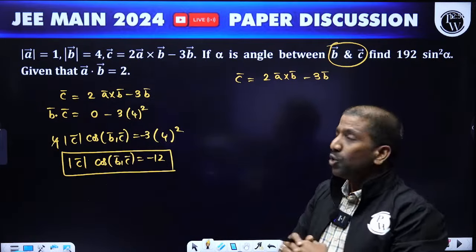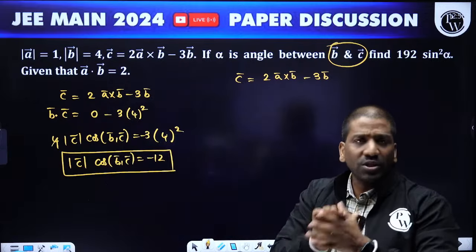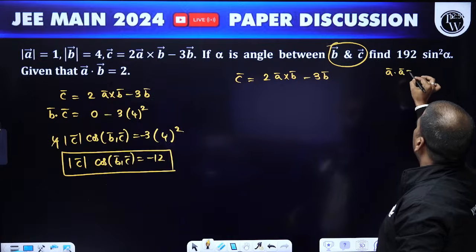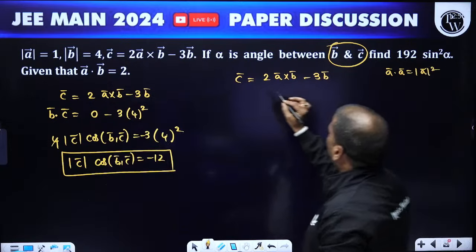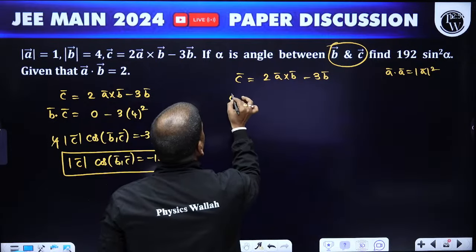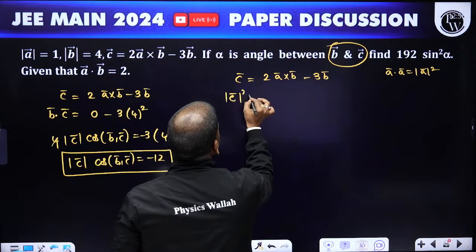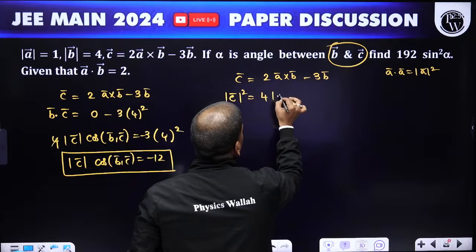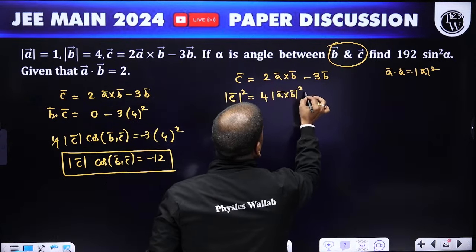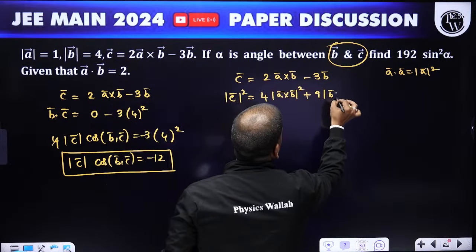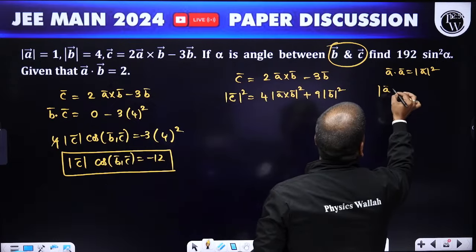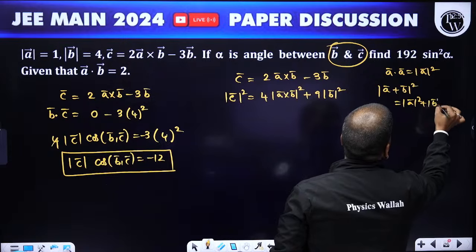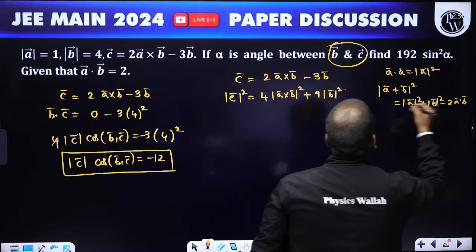how can we find it? So take a dot product by C, because A dot A is mod A square, na? So taking a dot product again by C, that is C dot C, mod C square. What do you get if you take a dot product by the same vector? This is 4 times mod A cross B whole square plus 9 times mod B square, because this is nothing but A plus B whole square. This is A square plus B square minus 2A dot B. So that is what we have applied.